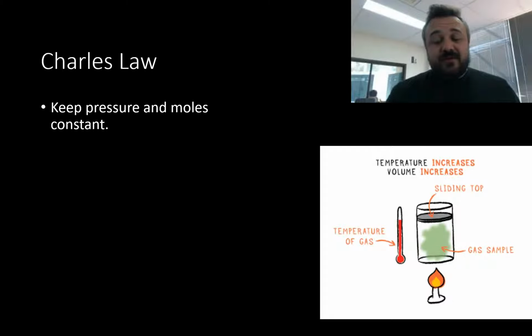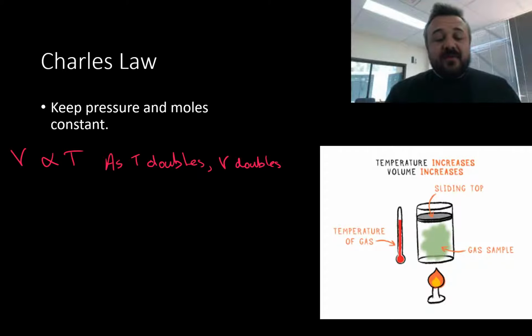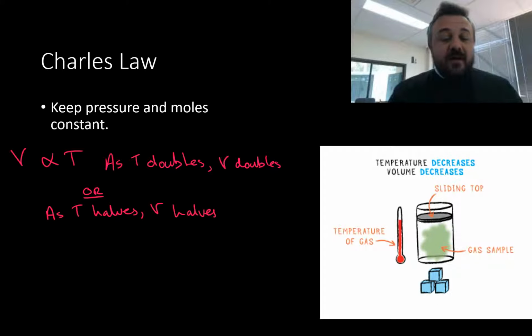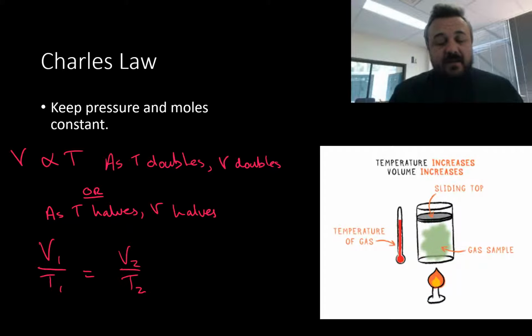Then we've got Charles' law. Now, Charles' law talks about keeping pressure and moles constant, so we're looking at temperature and volume. Volume and temperature are proportional, which means as the temperature doubles, the volume doubles. So if a container is allowed to expand, as we increase the temperature, the volume will also expand. Or, as the temperature halves, the volume will halve. And we see this with the equation V1 divided by T1 equals V2 divided by T2.